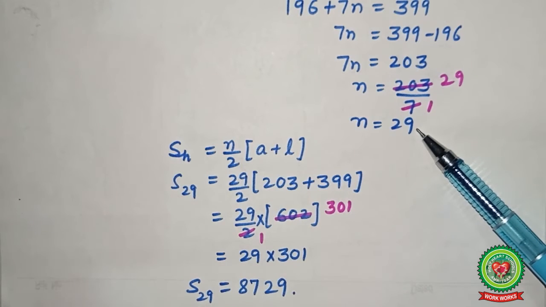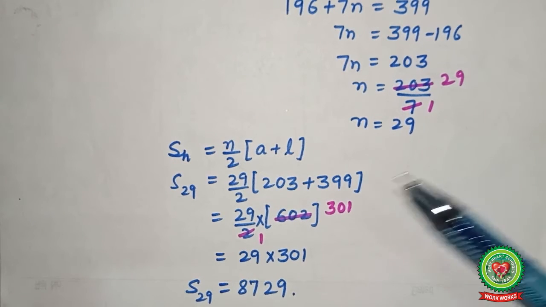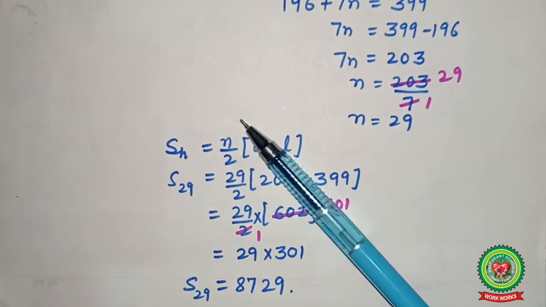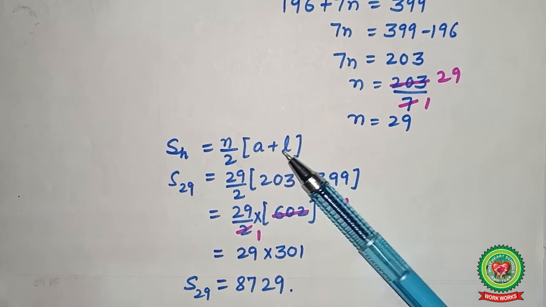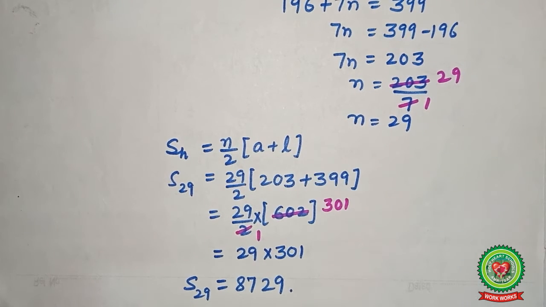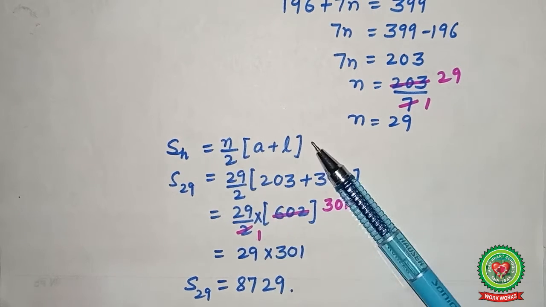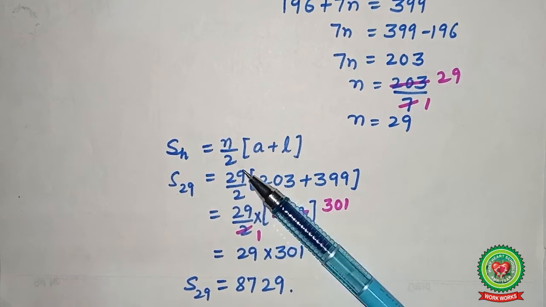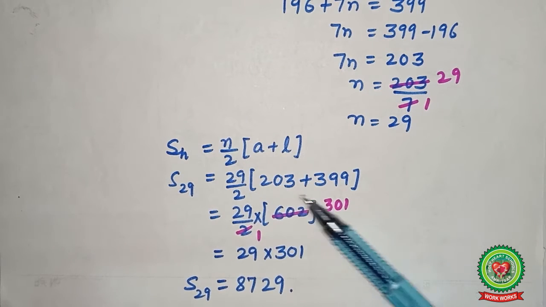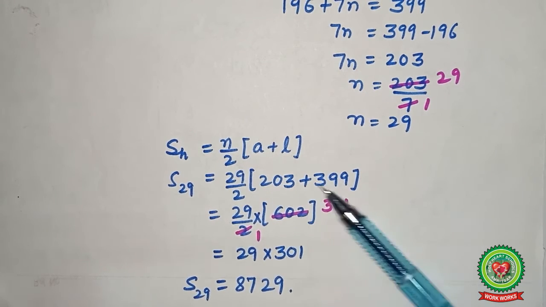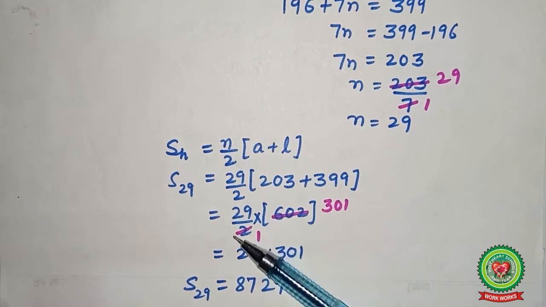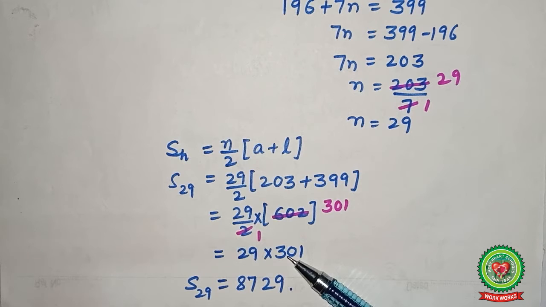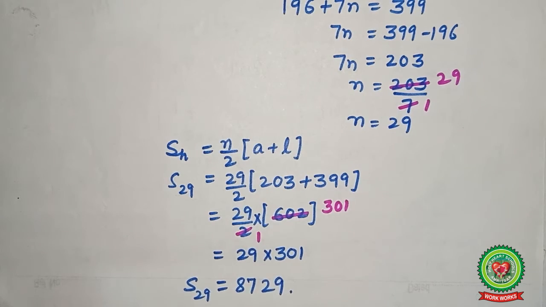Now for finding the sum, here the last term is given, the first term is given, so we can apply the formula Sn is equal to N by 2 multiply (A plus L). Now put the value of N, A and L. We get S29 is equal to 29 by 2 multiply (203 plus 399). So it will become 602. Now after cutting we are left with 301. So on multiplying 29 and 301 we will get the sum, that is 8729.